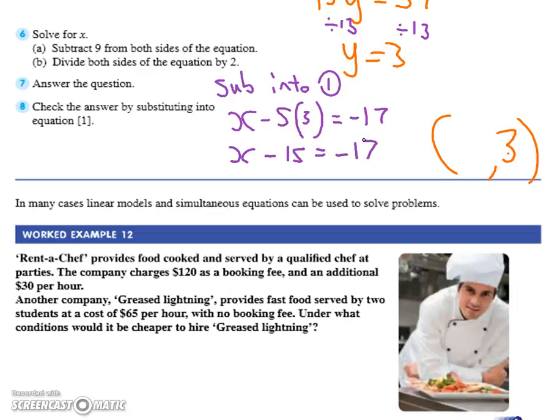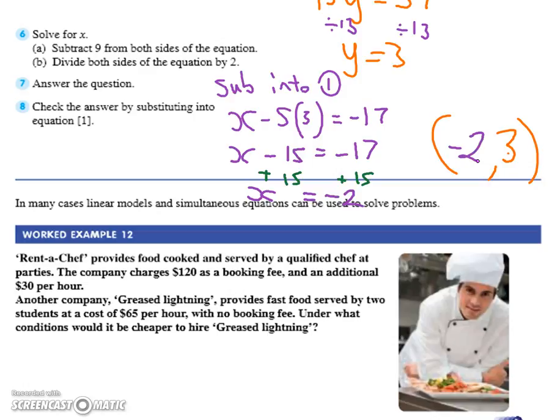Then what do we do? Come on, what do we do? X minus 15. We're back to doing that stuff that we've done a few times. And we end up with x equals what? Minus 2. Awesome. And we've now got our point of intersection.